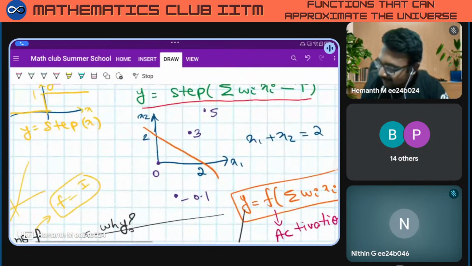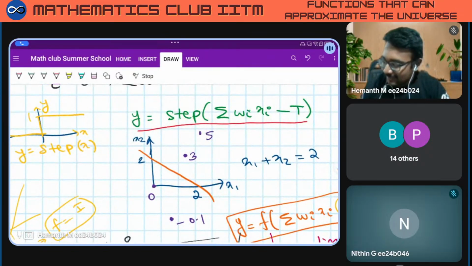Now, how does this help us? Let's first try to visualize what this is doing. Say you have two inputs x1 and x2. So you are in this two-dimensional plane, and the input point is somewhere here. Say that sigma w x_i is greater than 2. So the boundary that we have learned is x1 plus x2 equals 2. This is like 1 times x1 plus 1 times x2 with threshold as 2.